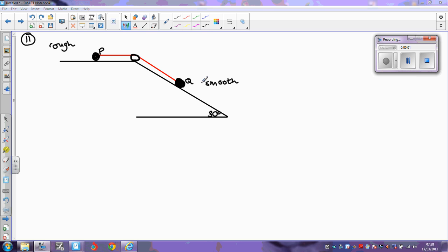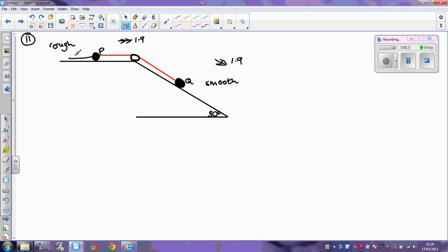Question 11, let's have a look at what's happening here. Here's the diagram they give us. We're told that this slope is smooth and this slope is rough, and that the two of them are going to accelerate. We're told that the acceleration for both is 1.9 meters per second squared, so if they're both going to accelerate in that direction, they're both moving.